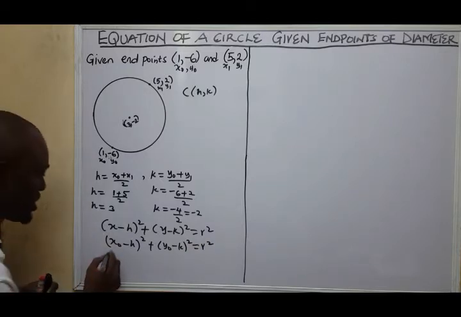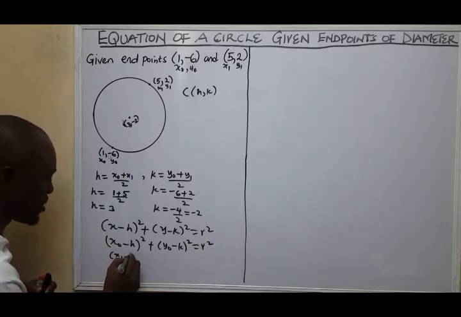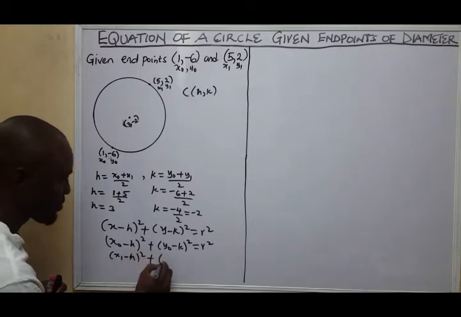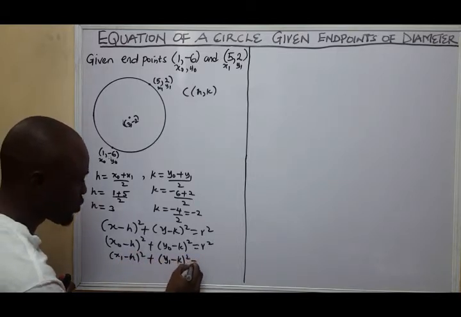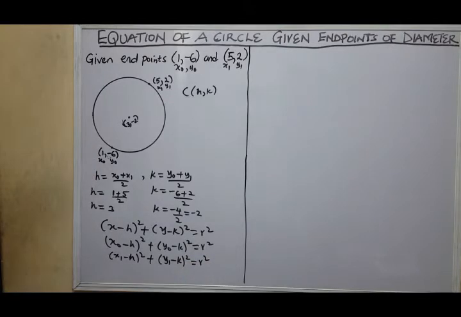If I don't want to use this, I can use x sub 1 minus h all squared plus y sub 1 minus k all squared equals r squared. So let me use x sub 0, but you can use x sub 1.